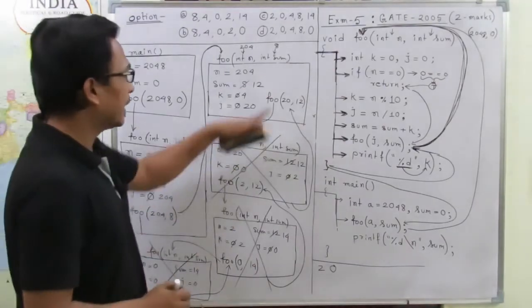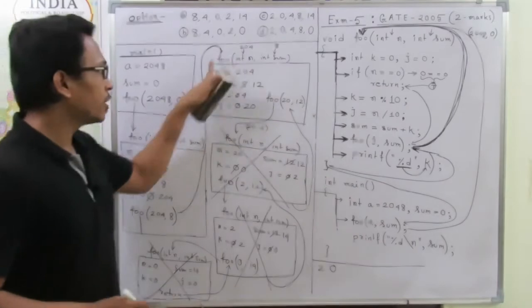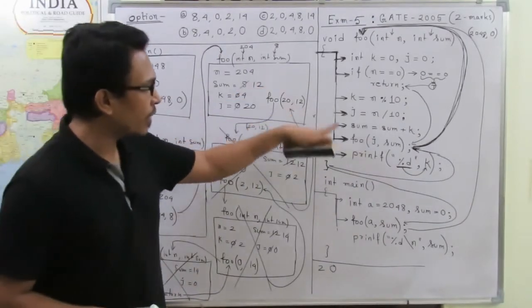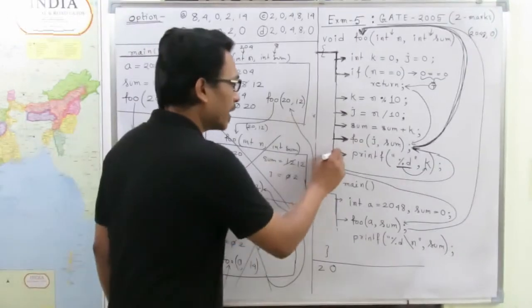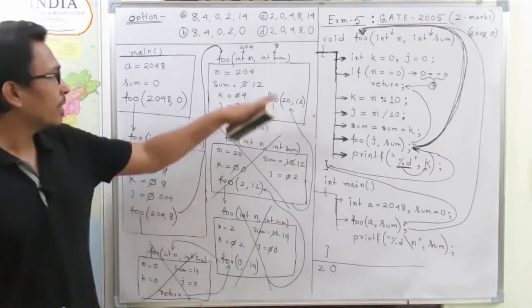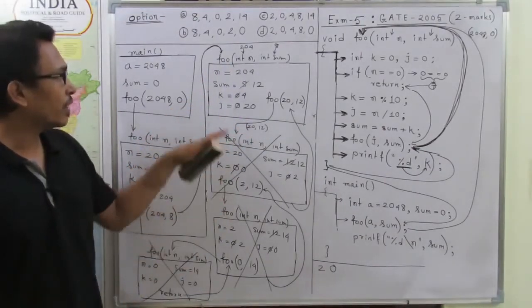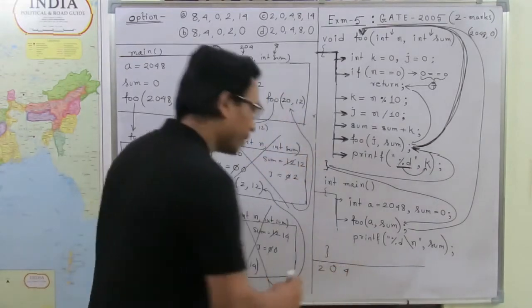Now what happened? In this particular instance of the foo function, we are in this particular instruction. Now the system will execute the next instruction. What is the next instruction? Print the value of k. So in this particular instance, what is the value of k? The value of k is 4. So next it will display 4 here. Clear?